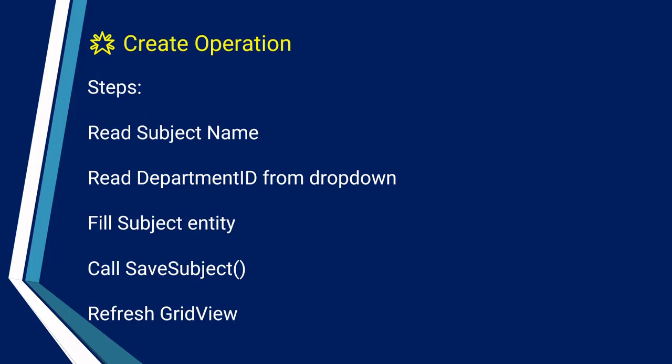For the delete operation, let the user select a record from the grid view. After confirming the action, call the delete subject method in the BLL and refresh the grid view to remove the deleted record.